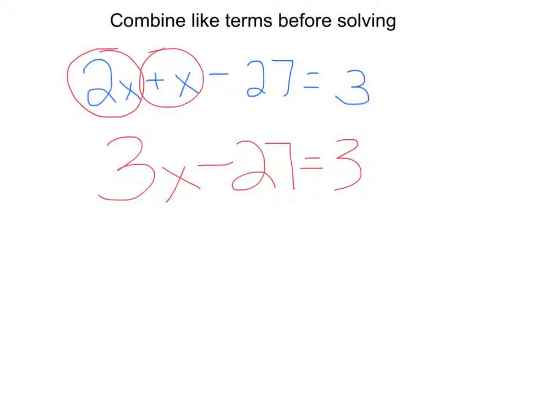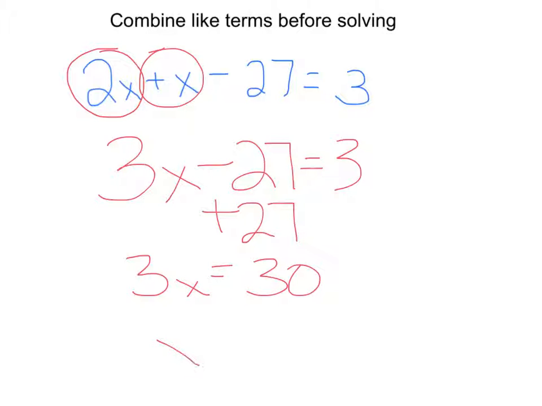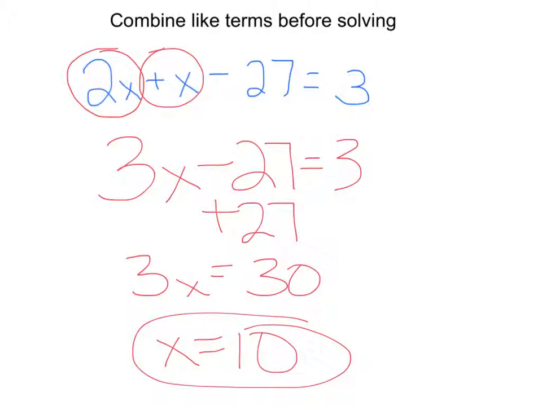Then from there you can continue to solve through where you add 27 to both sides. So 3x equals 30, and then you divide by 3 and x equals 10. Make sure that you're always looking for these like terms. Remember that if it's just a variable without a coefficient, that coefficient is always a 1.